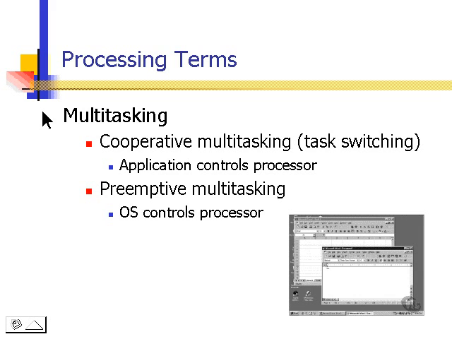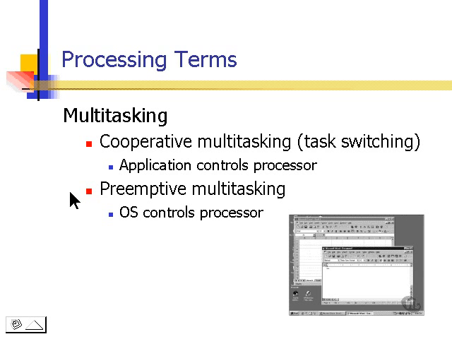Multitasking can be accomplished in two different ways. With the earlier software and hardware, we used what was called cooperative multitasking or task switching. In this type of multitasking, the application actually controlled the processor. This created problems with earlier applications because they could actually hog the processor, making themselves look better and other programs not look as good. Now we use preemptive multitasking, where the operating system itself controls the processor.